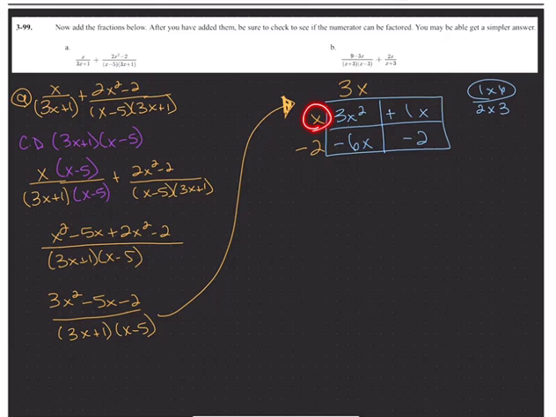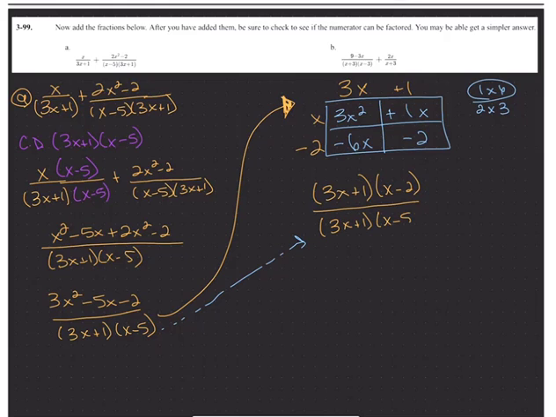Now I'd have x times what is going to get me to 1x? A 1, and technically a positive 1, right? And then I'm just going to double check. 1 times negative 2 gives me my negative 2. So I know I went ahead and factored it correctly. So now I can write that as my factors. So now my numerator I can write as 3x plus 1 and x minus 2 over my denominator. Don't forget this guy. And my denominator was 3x plus 1, x minus 5.